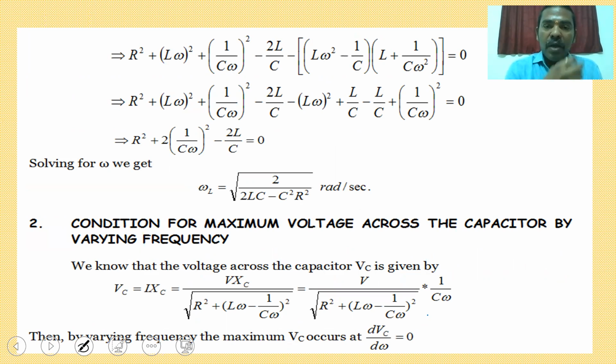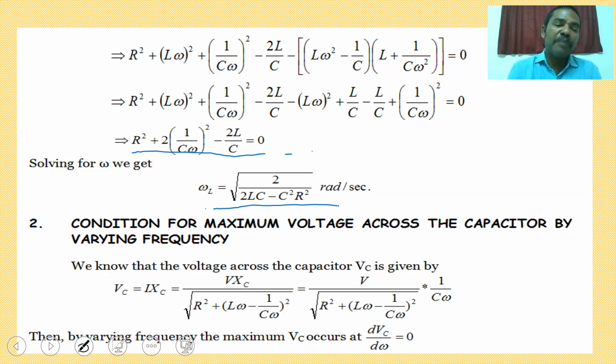So you are going for the next simplification. You can get R square plus 2 into 1 by C omega square minus 2L by C is equal to 0. So then the omega L value is equal to root of 2 divided by 2LC minus C square R square you can get. So this is the frequency variation for the condition for maximum voltage across the inductor.